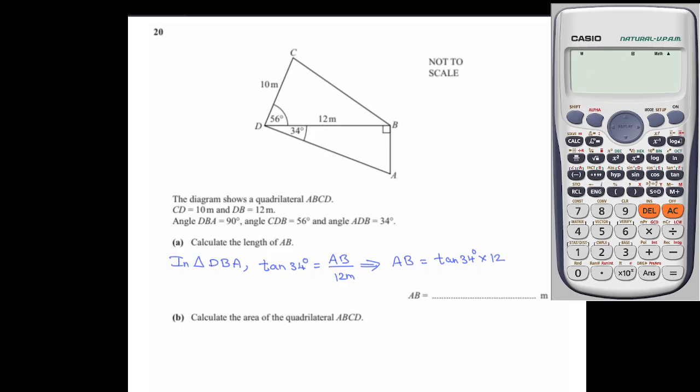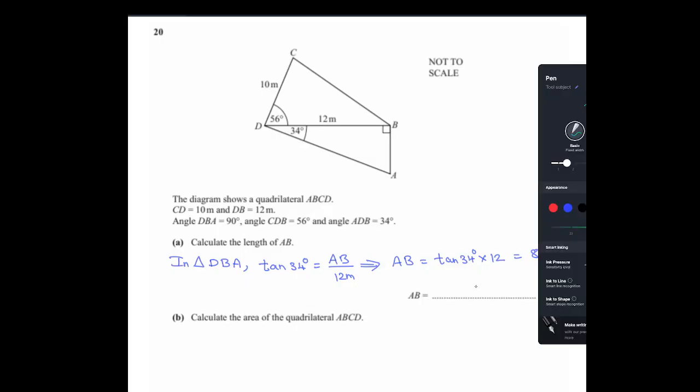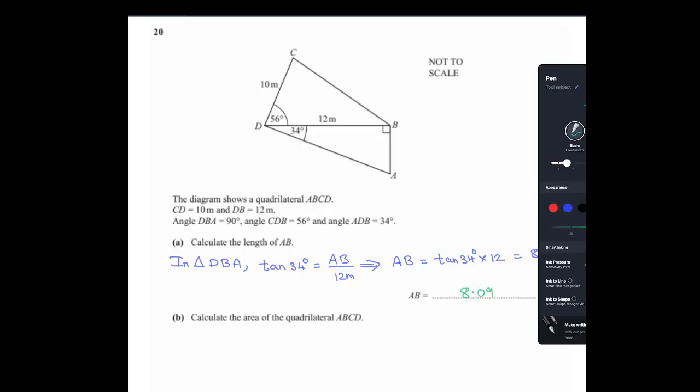Find out tan 34 into 12, 8.094. So just round it to 8.09. It's not centimeters, it's meters. My mistake. Okay, this is the value for length of AB.